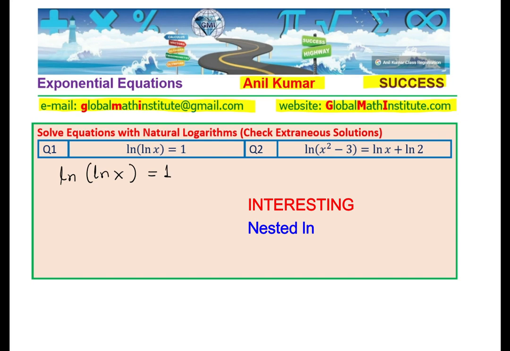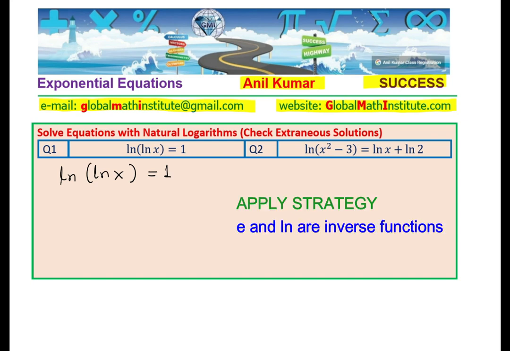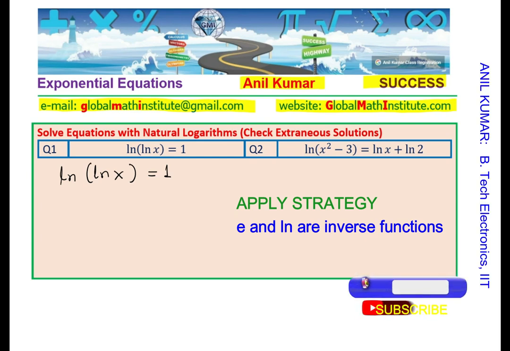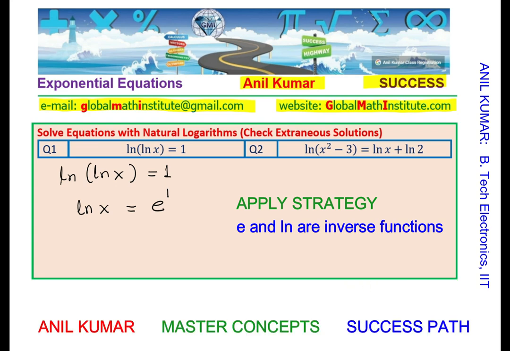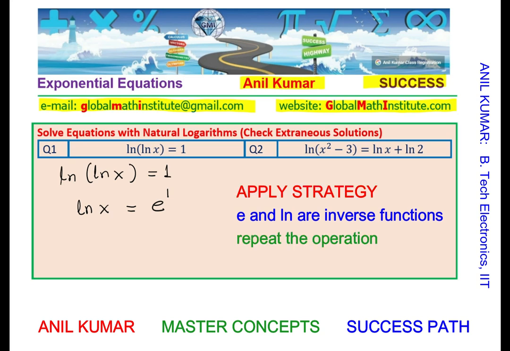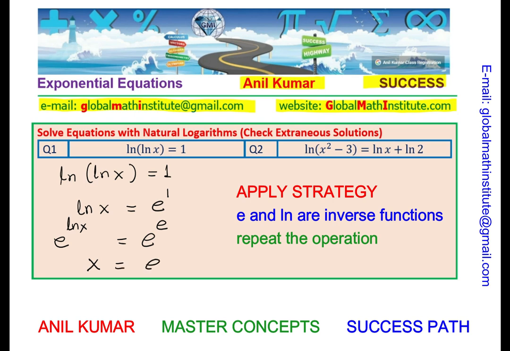Well, if I take e to the power of something on both the sides, then what do I get? I get ln x equals to e to the power of 1, means just e. You get the idea. So we took e on both the sides, exponents. Now again we'll repeat the same operation. That is to say, we'll do e to the power of ln x, and this will be e to the power of e. You get the idea. So here we get the solution x equals to e to the power of e.